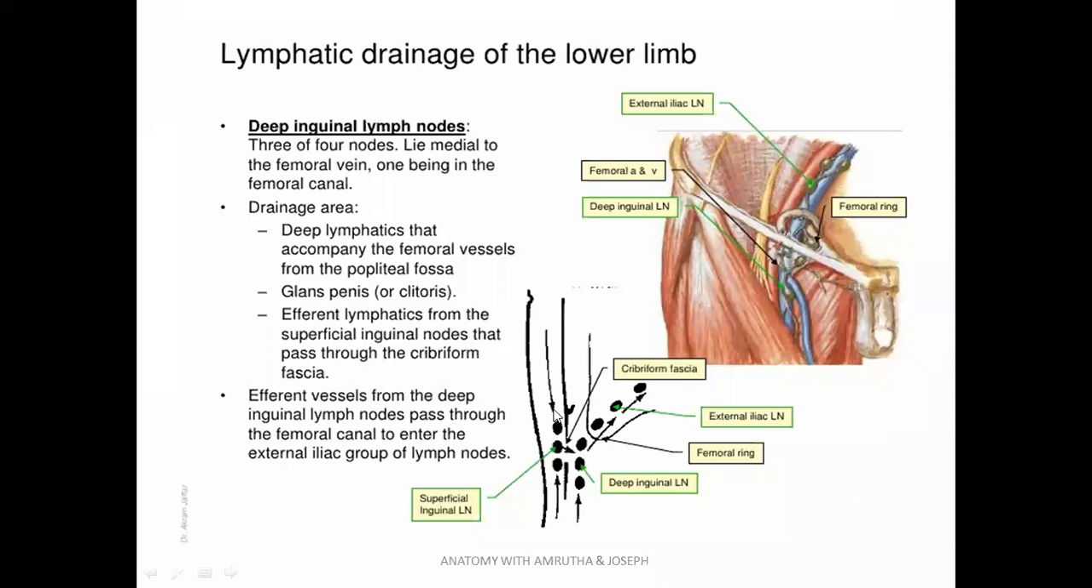We can see here the superficial inguinal lymph nodes, which are located superficially. Efferents from here drain into the deep inguinal lymph nodes.